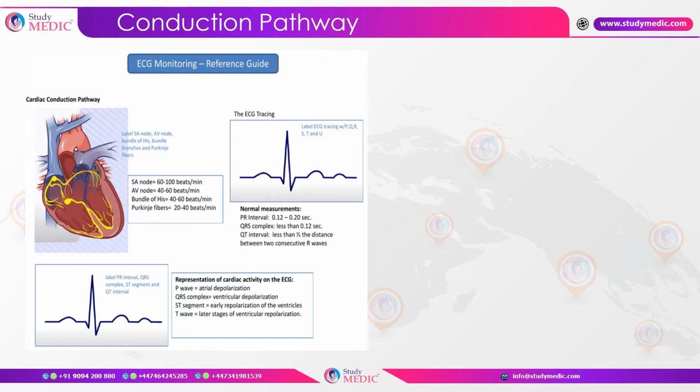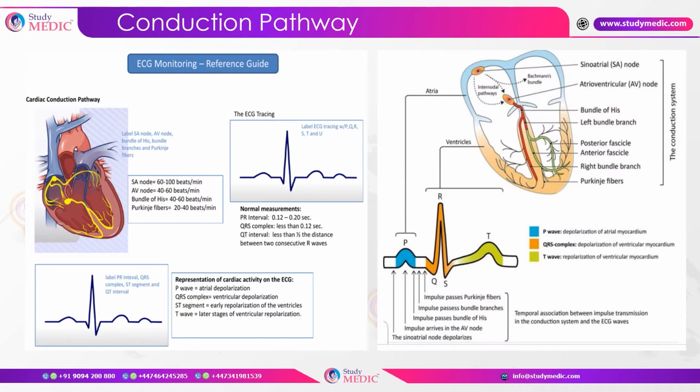Now coming to the PR interval, it is around 0.12 to 0.20. When it is more than 0.20, you call it a prolonged PR interval. The QRS complex should be less than 0.12 seconds, and the QT interval should be less than half the distance between two consecutive R waves. So this is the conduction pathway of the heart. The impulse begins in the SA node, passes to the AV node, and from there to the bundle of His and into the Purkinje fibers.